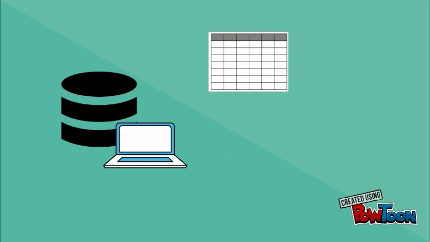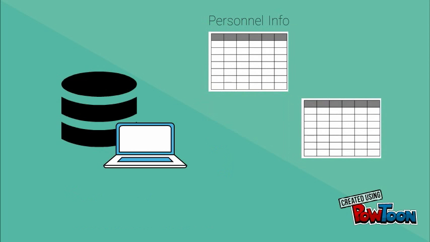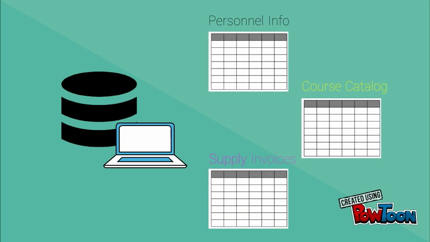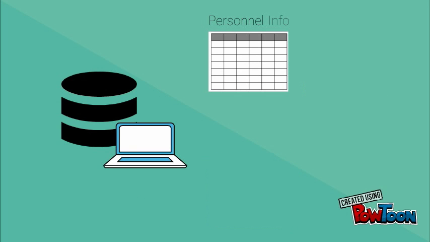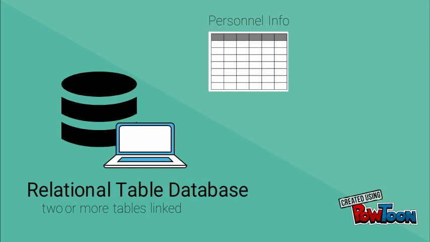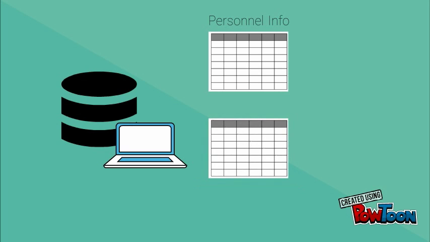A single table should be constructed around a particular type of information. For instance, personnel records, course catalogs, item descriptions, supply invoices, etc. A relational table database is constructed to connect tables of information. For instance, you could keep all of the personnel information in one table, name, employee number, date hired, office, supervisor, and so on. You could also keep a history of their internal training in another table, name, course completed, date completed, grade, etc.